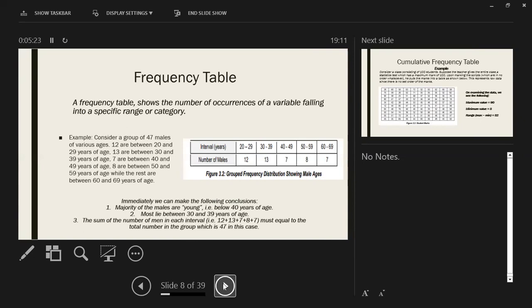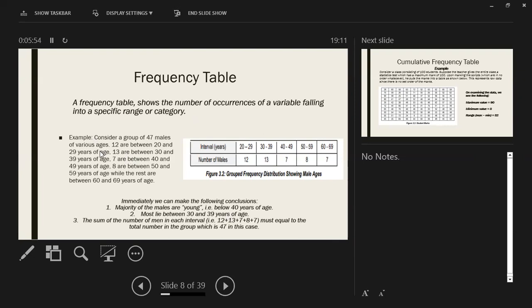There's what we call a frequency table, right? So a frequency table, I think we're now repeating this. You remember when I told you that some of these things, if you don't understand, don't have a problem, because we're going to repeat it. So a frequency table, generally, is a table that shows the number of occurrences of a variable falling into a specific range or category. What am I trying to say? Let me explain this using this example, right? So this example is there in your study guide.